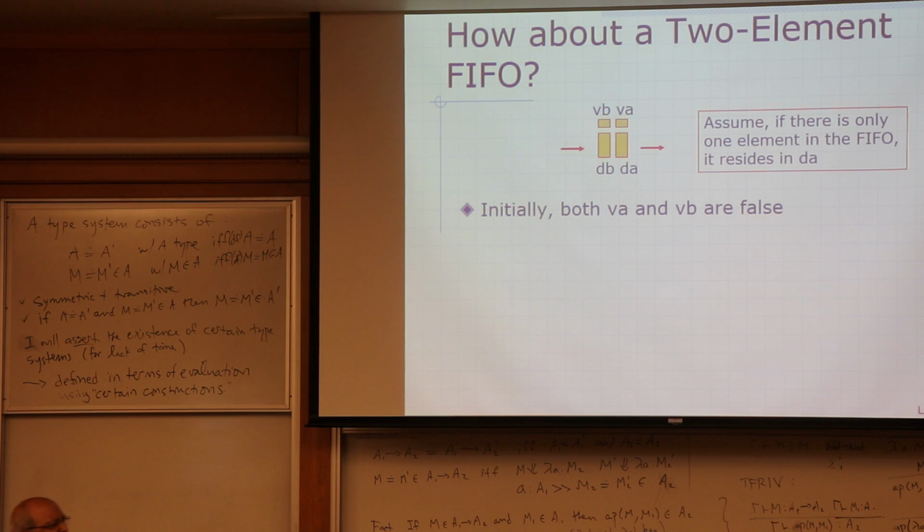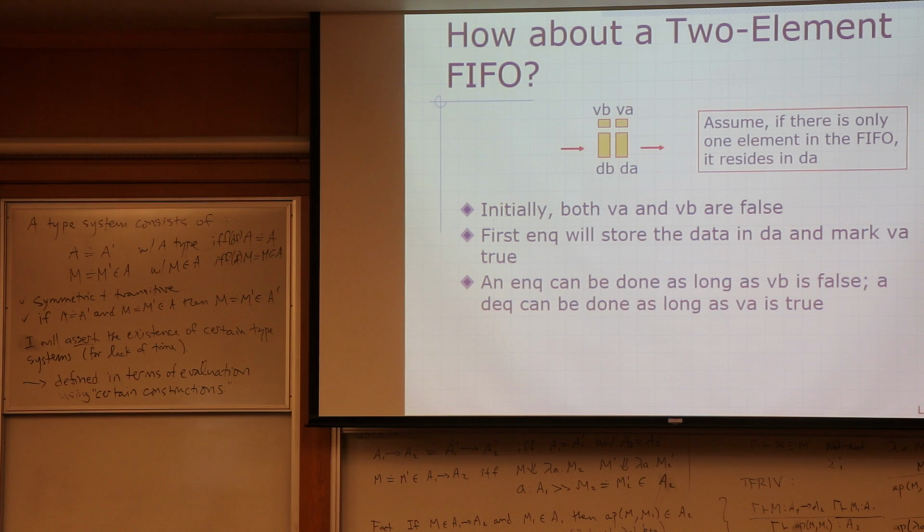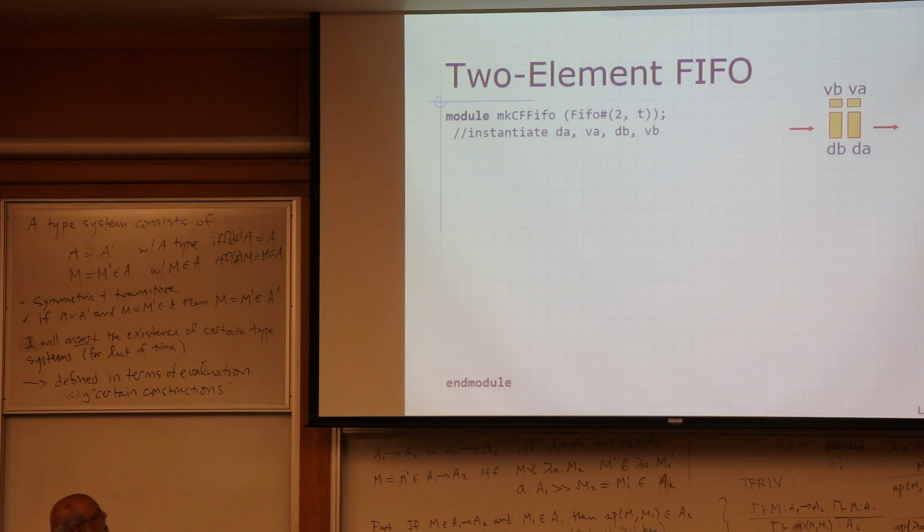So initially both are false. First, NQ will store the data in DA and mark VA true. Okay? NQ can be done as long as VB is false, and DQ can be done as long as VA is true. Okay, let's write down some code for this.